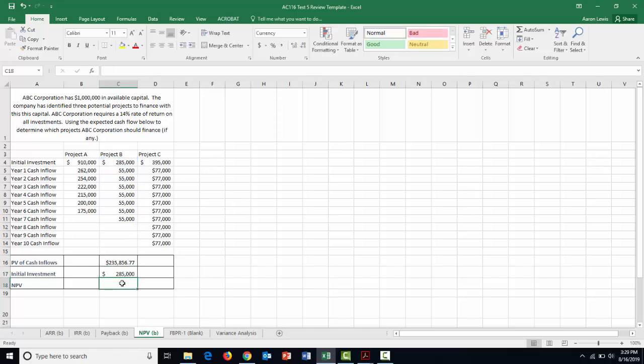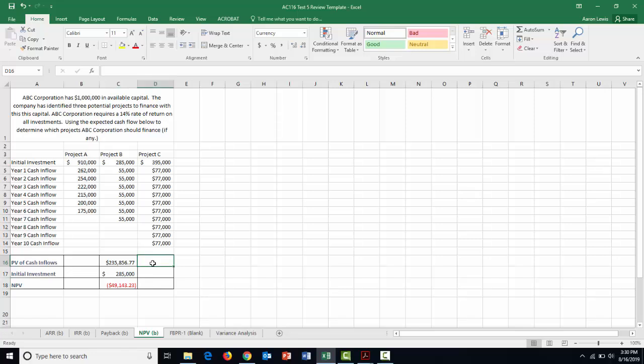The net present value of Project B is equal to the present value of cash inflows minus the initial investment. And as we see here, it is negative $49,143 and a little bit of change. What that means is that when we discount for the time value of money, ABC Corporation will actually lose money on this investment. They're going to have to outlay $285,000 today to get what is equal to, in today's dollars, $235,856 worth of money. That's a bad investment. Anytime NPV is negative, you just disregard that investment right then and there.